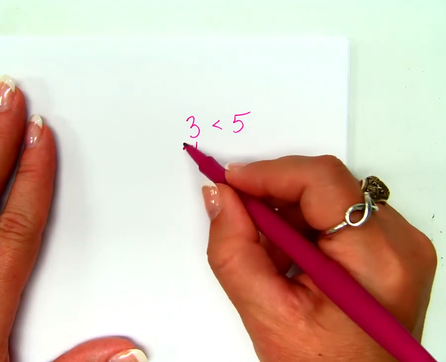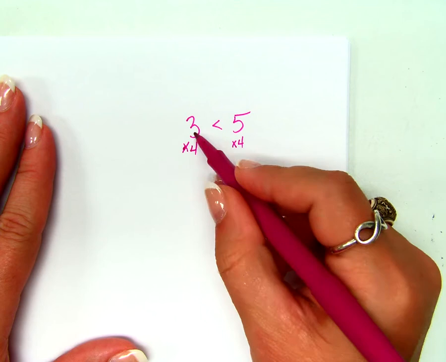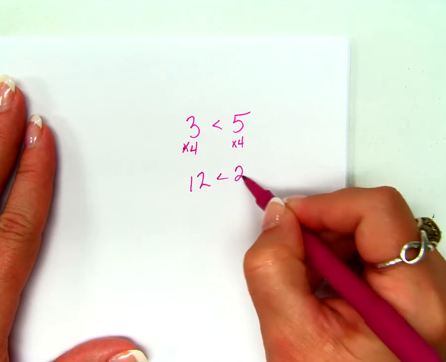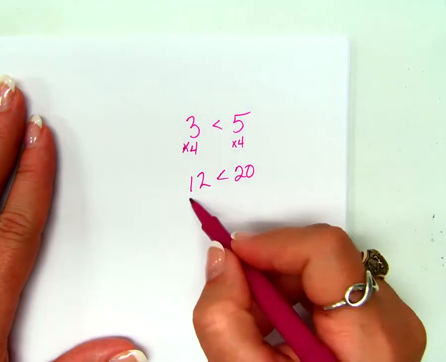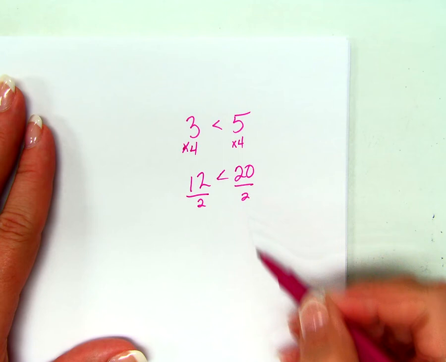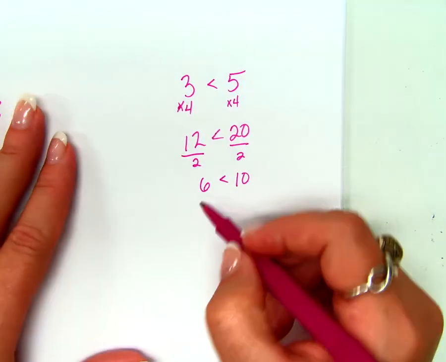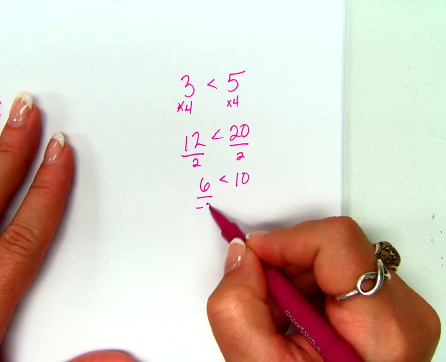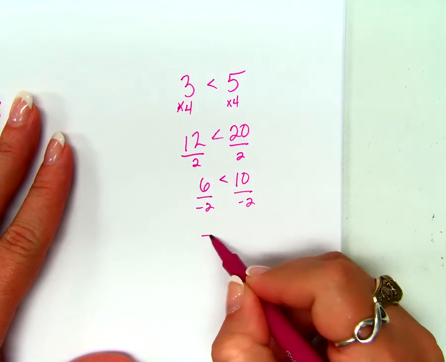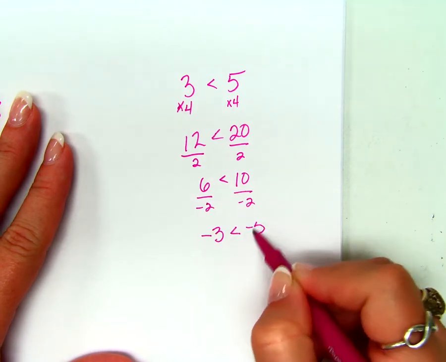Yes. So like times 4, times 4. Is 12 still less than 20? Yes. What if I divide both sides by 2? Yes. Is 6 still less than 10? Yes. So what if I divide both sides by negative 2? Is negative 3 less than negative 5?